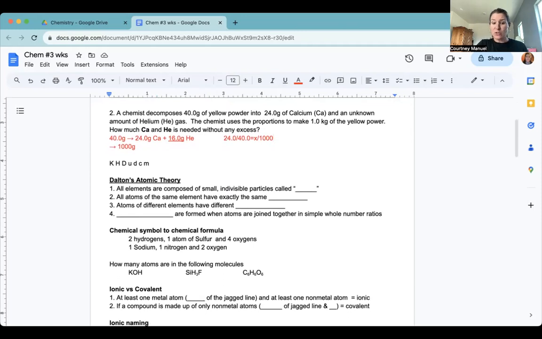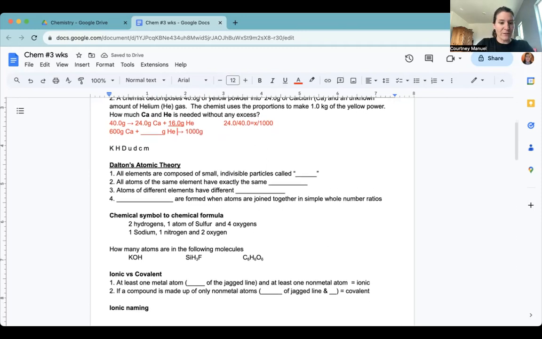So we do this 24 divided by 40 times 1,000. We end up with 600 grams of calcium. We do the math. I'd like you to figure out that number on your own, please, because this is grams of helium. I'm pretty sure you can figure it out, okay? And come with that number, and that will give us the beginnings.